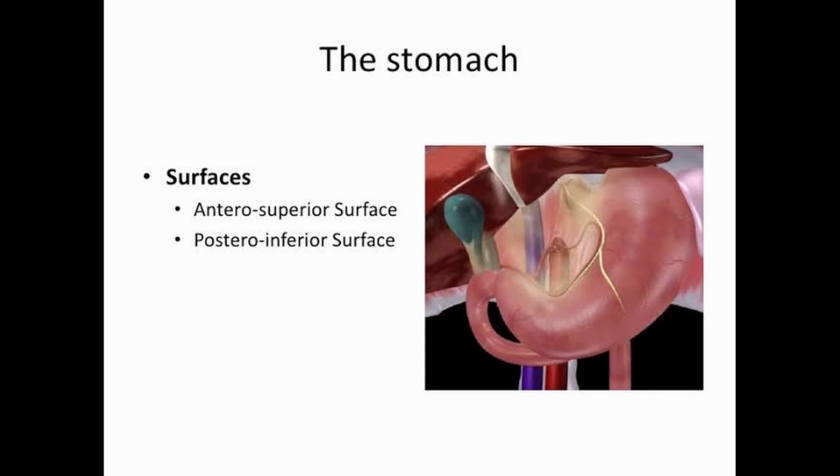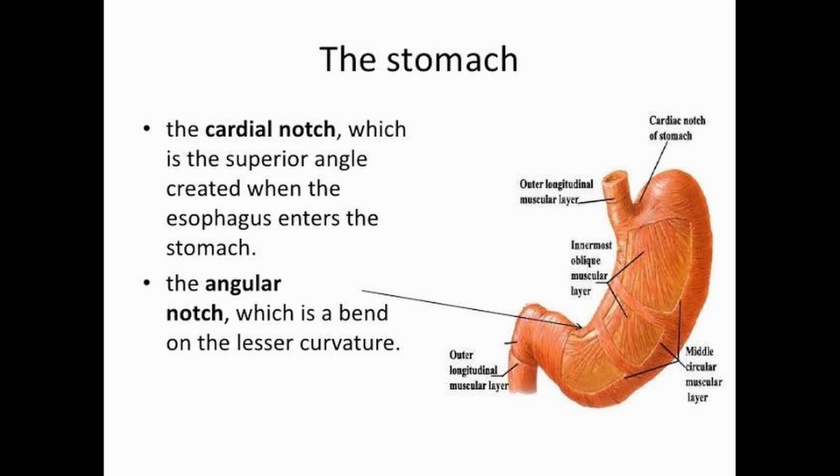The surface that is present posteriorly and inferiorly is termed the posterior inferior surface. So these are the surfaces of the stomach. Now we discuss the notches in the stomach. In the stomach there are two notches: the cardial notch and the angular notch.